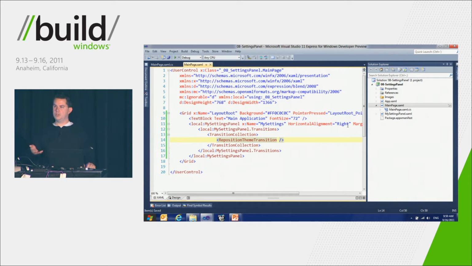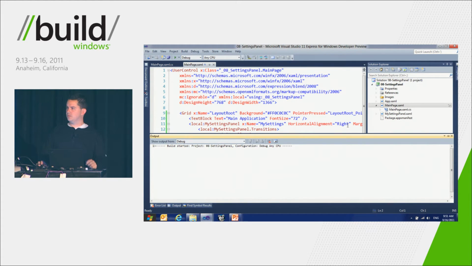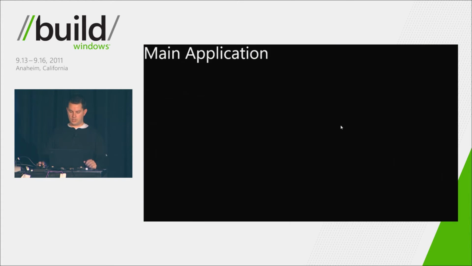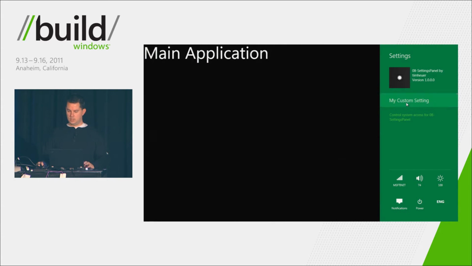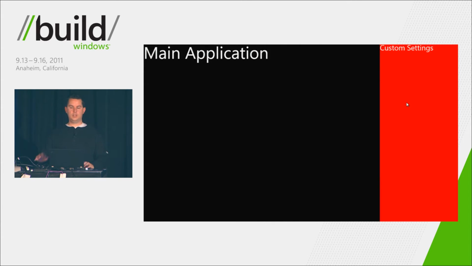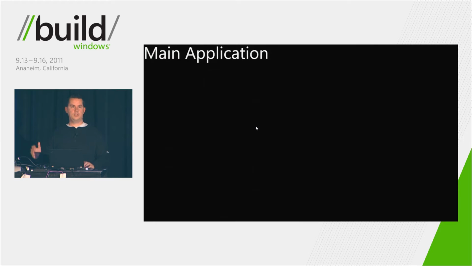So I can go into my user control and add a reposition transition, and that's a built-in animations library transition. And because I'm changing the margin, which will reposition it, I will get that animation for free. I don't have to create my own storyboard or anything. So let's bring up the settings. I'll trigger the settings. You can see how it came in. And if I fake my light dismiss, it goes out.